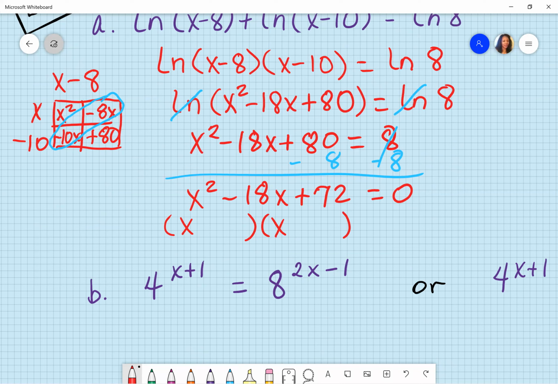x times x is the x squared. And again, if you need to, you can go over to the side, and your first box is always your first term, and your last box is always your last term. You are multiplying that coefficient that's in front of x squared, which is understood to be 1, times that 72, and trying to find two factors that will multiply to give you 72, but they will add to give you negative 18. So I understand that that's going to be negative 12 and negative 6.